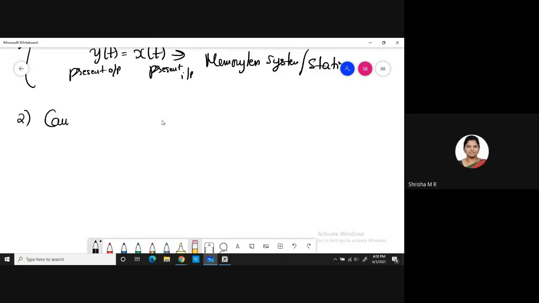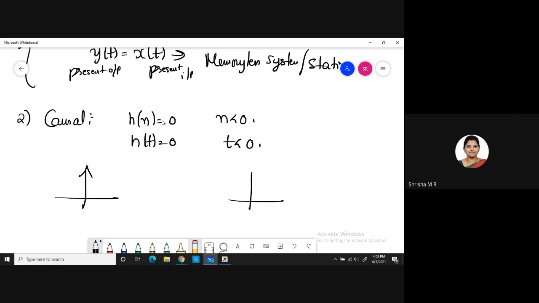Coming to causal. A system is said to be causal if it satisfies this property: h of n is equal to 0 for n less than 0, and h of t is equal to 0 for t less than 0. What is the meaning of this? Think. From minus infinity to 0, the signal will be 0. So h of n is 0 for n less than 0.